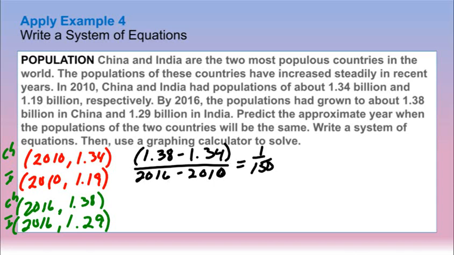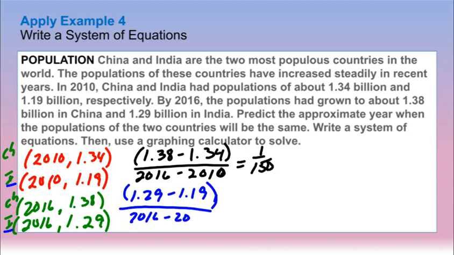Then the other one, you're going to have 1.29 minus 1.19. So we're just using India's here. This will be divided by 2016 minus 2010. We get a slope of 1.29 minus 1.19, divided by 6, which gives us 0.016 with the 6 repeating. I'm going to change that to a fraction, which would be 1 over 60.